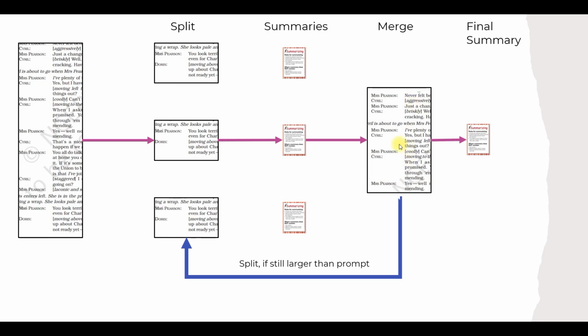larger document. Now at this point, if the document is still larger than the token limit, I'll split again and then I create the summaries and go through this process again. Once I reach a point where this whole merged summaries will fit into one prompt, I will then create one final summary.